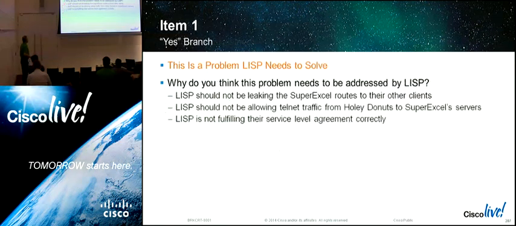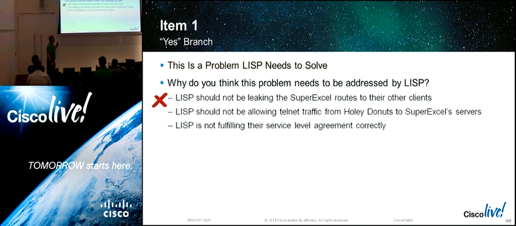But in this case, if you went down the yes branch, you first took the first step to getting the question correct. But the real question is, why do you think it's a problem? What is the reasoning behind it? Is it because they shouldn't be leaking routes? Is it because they shouldn't be allowing telnet traffic to the other servers? Or are they not fulfilling their service level agreement correctly, right?